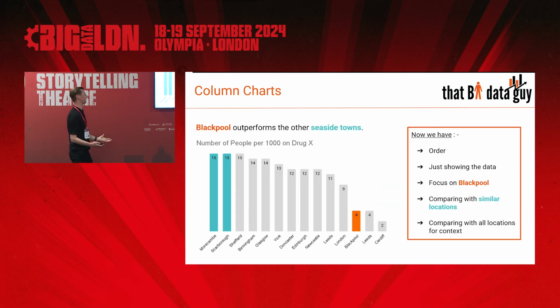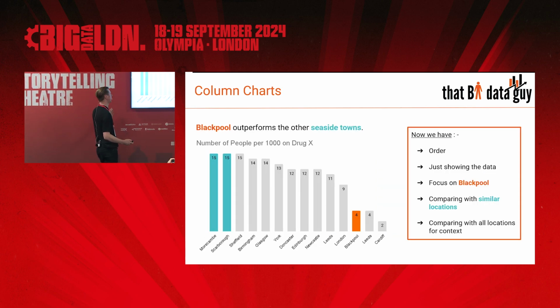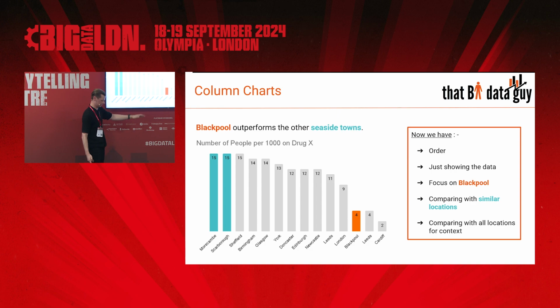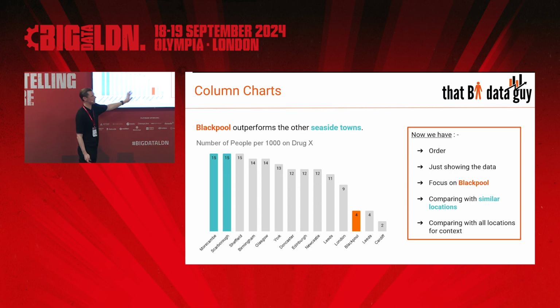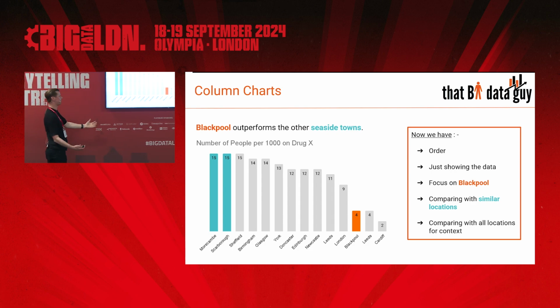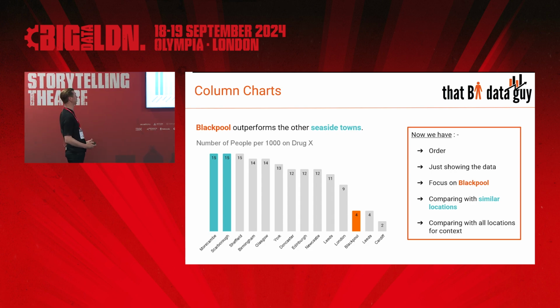And that's what we used to do at the NHS. It was really powerful, okay? So, push all the data to the back. We're here to talk about Blackpool. Blackpool are doing well because there's only 4 people per 1,000 on drug X, yeah? And we're going to compare it against the other seaside towns, yeah? There's the main comparison, and the rest is there for context only. But you're pulling it out and pulling it forward for someone to look at.